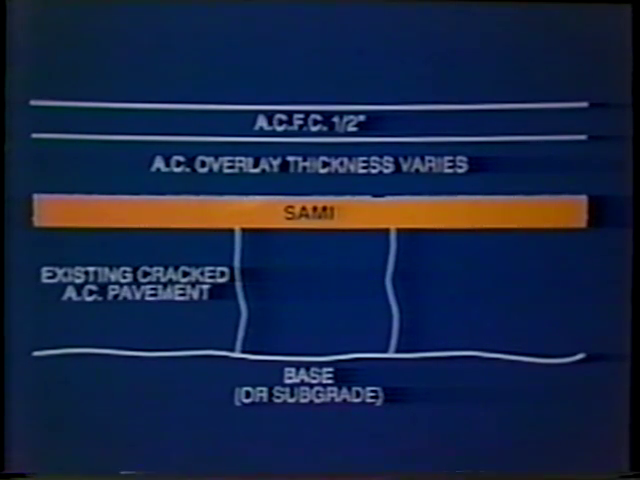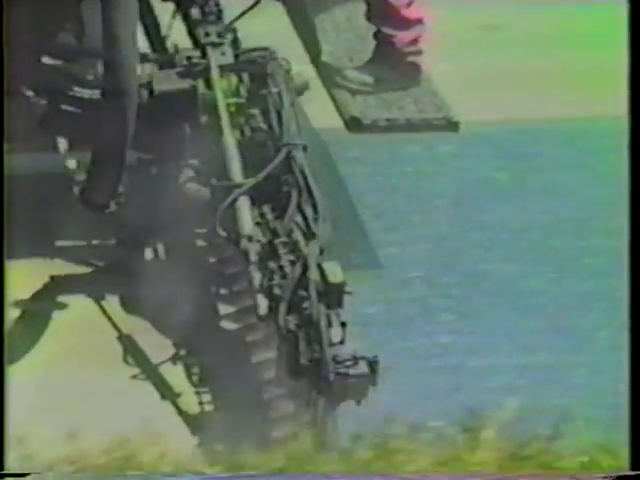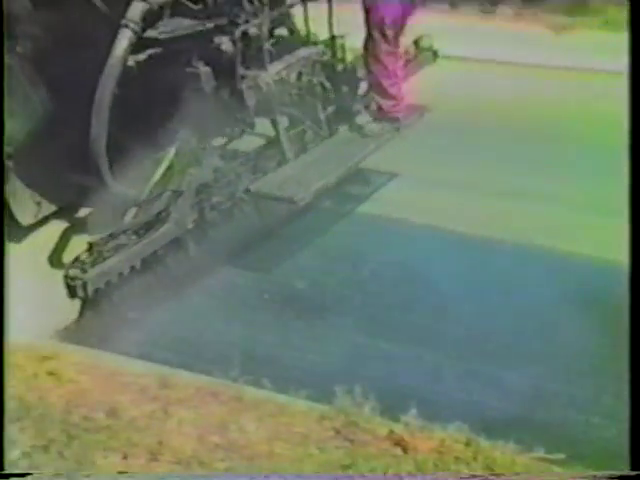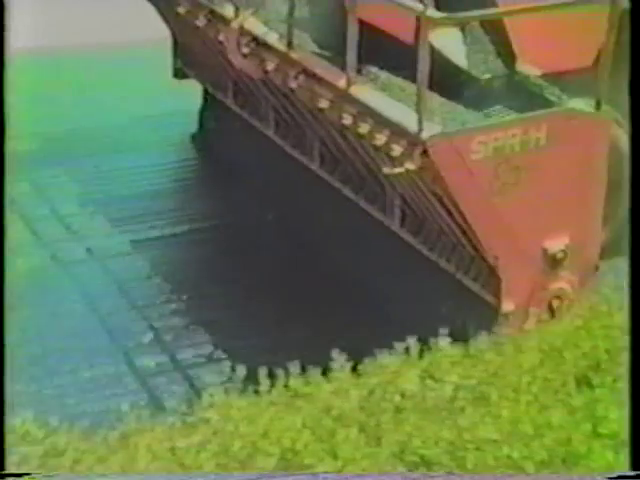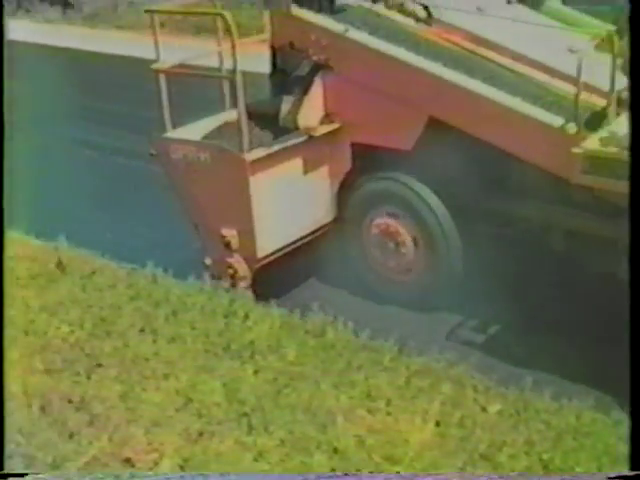A stress-absorbing membrane interlayer, or SAMI for short, is similar to a SAM, but followed by placement of a 1 to 3 inch asphalt concrete surface layer. Stage construction may be used with the overlay placed later. SAMIs are used on both asphalt and concrete pavements to retard reflective cracking of thin overlays by reducing crack tip stresses. The encapsulating characteristics of a SAMI also reduce age hardening of asphalt concrete, extending the serviceable life of overlays.